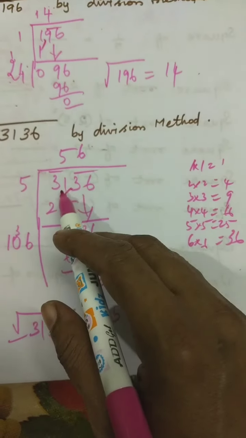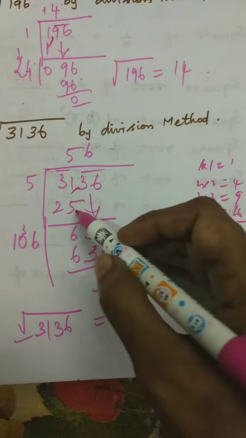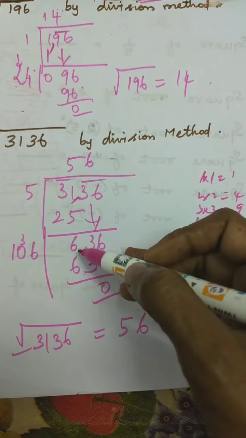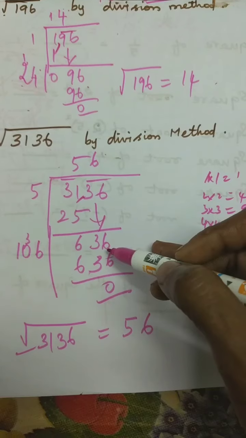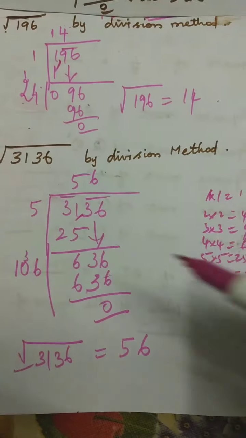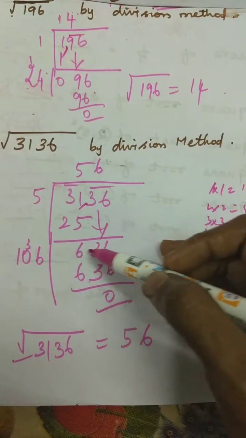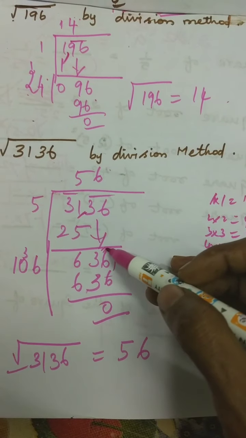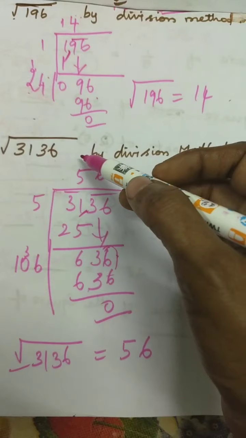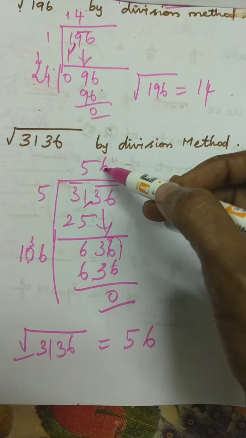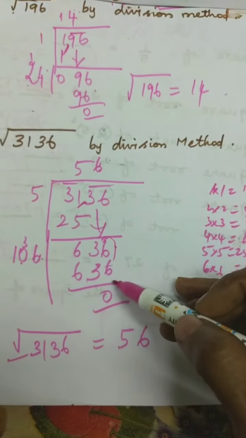We have 31, so we are taking 25. So 5 5s are 25. Then you subtract, that is 6. Bring down 36. It is 636, which means it is ending with 6. So you have to multiply this 5 by 2, that will come 10. Then you have to multiply with 6.